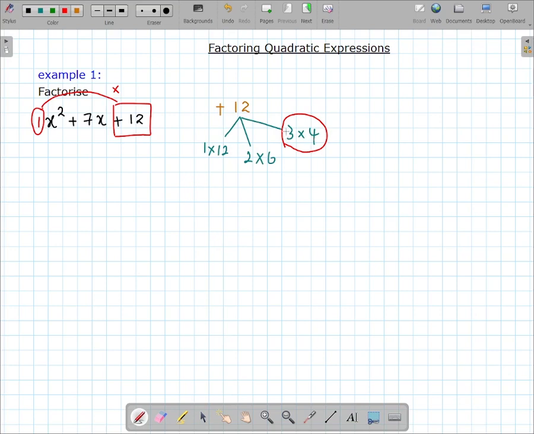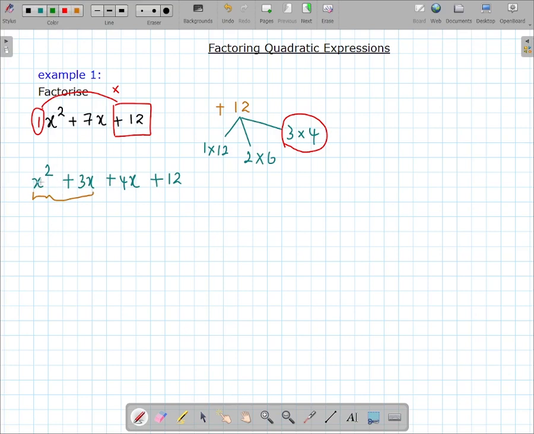So using these factors, we have to write plus 7x. How do you form plus 7x? By 3 and 4, that is plus 3x plus 4x makes plus 7x. So I write x squared plus 3x plus 4x plus 12. Then I select the first two terms and take the common things out.